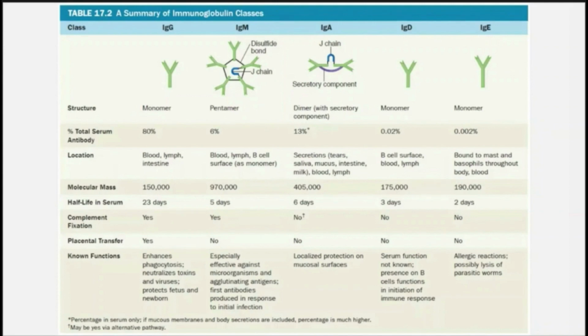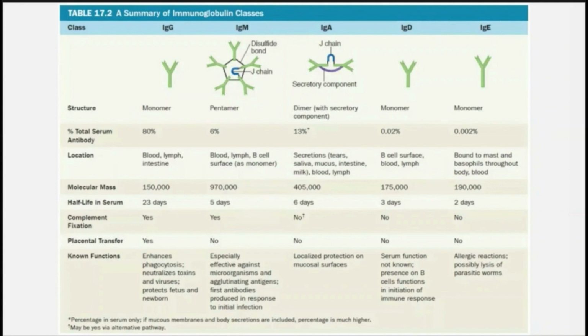So as you can imagine, IgGs representing a high percentage of total serum antibody, having a long half-life, and being able to complete placental transfer, they have a very general function. They enhance phagocytosis, they neutralize toxins and viruses, and they protect the fetus and newborn babies. IgM is unique because it is typically the first antibody produced in response to an initial infection.